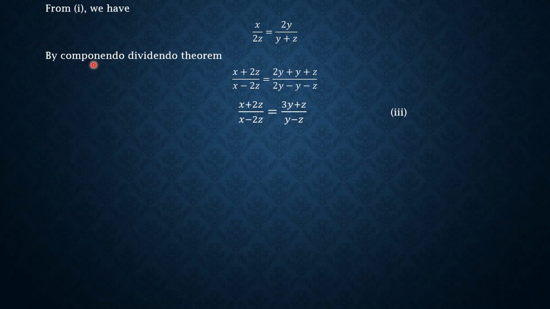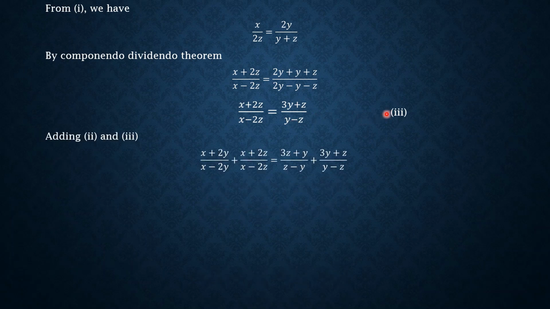Now again we use here the componendo dividendo theorem on both sides of this above fraction. So we have x plus 2z over x minus 2z, this equal to 2y plus y plus z divided by 2y minus y minus z, that is numerator plus denominator divided by numerator minus denominator. This is our componendo dividendo theorem. So by this we will simplify the right side, that is 2y plus y will be equal to 3y plus z, and denominator is 2y minus y will give us y minus z. This is a simplified fraction, so this is equation number 3.